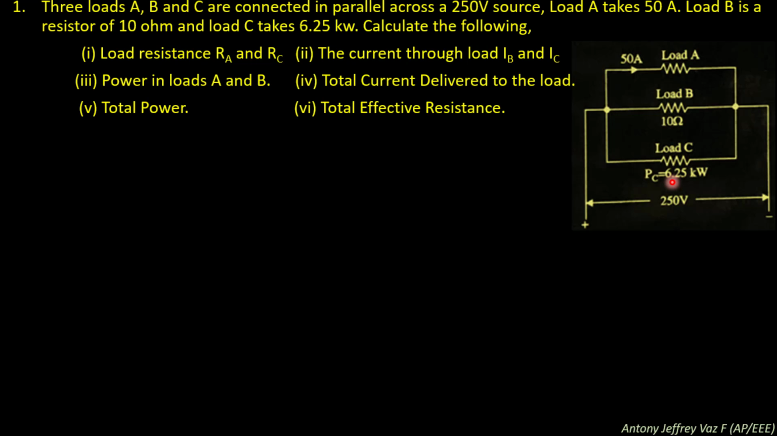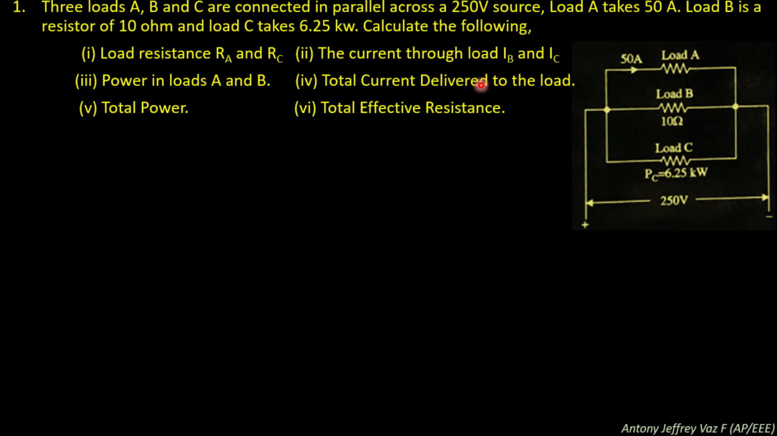You need to find the load resistance across RA and RC, first one. Second, you are going to find the current through IB and IC, that is the current flowing through load B and the current flowing through load C. Next, power in load A and B. So the power which is absorbed by the load A and B you have to find.